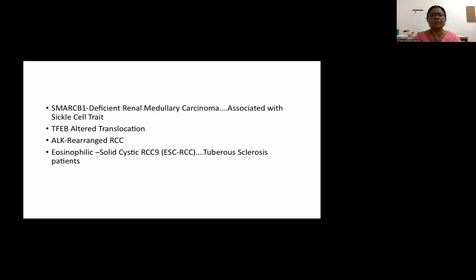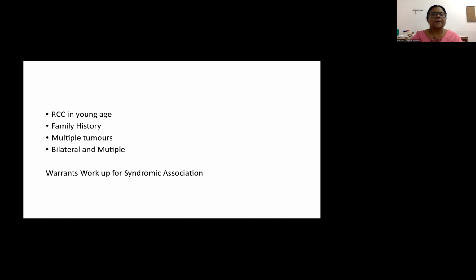So that is the take-home message from these two cases. And when do you evaluate a patient for a syndromic or a genetically predisposed renal cell tumor? These are the situations. Whenever you see a renal cell carcinoma developing at a young age, or in the background of a family history, whenever there are multiple tumors, which are bilateral and multiple on both sides, these are the situations which would warrant a workup for a syndromic or a genetically associated renal cell tumor.